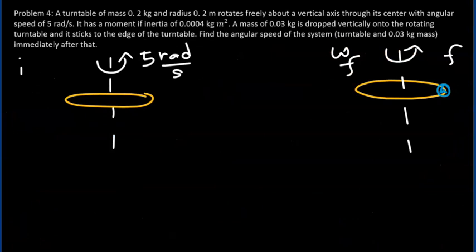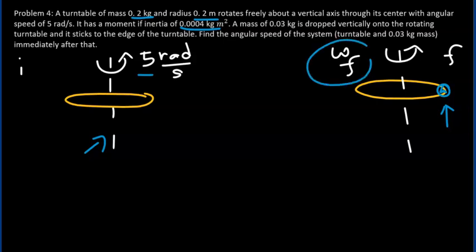Problem 4. A turntable of mass 0.2 kg and radius 0.2 meter rotates freely about the vertical axis through its center with angular speed of 5 radian per second. It has a moment of inertia of that much. A mass of 0.03 kg is dropped vertically on the rotating turntable and sticks to the edge. Find the angular speed of the system, turntable and that tiny mass, immediately after that.